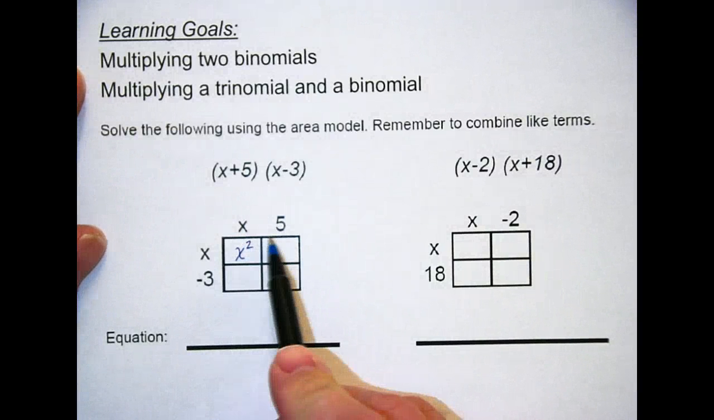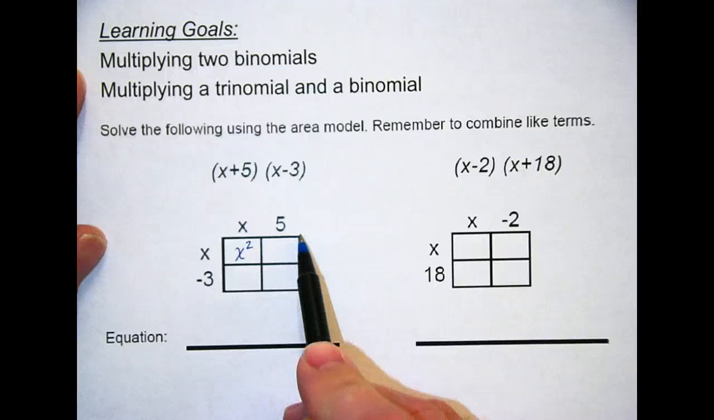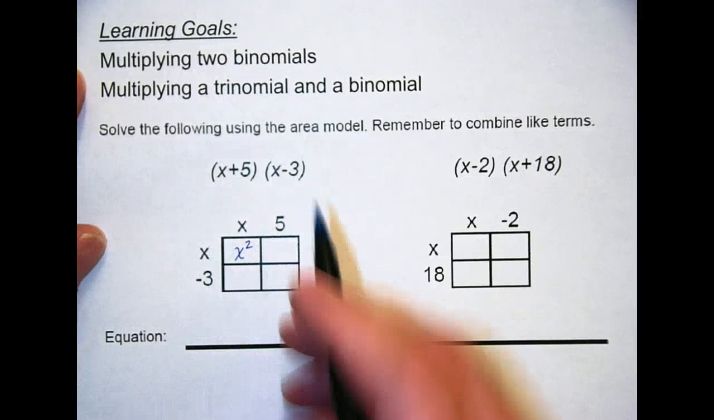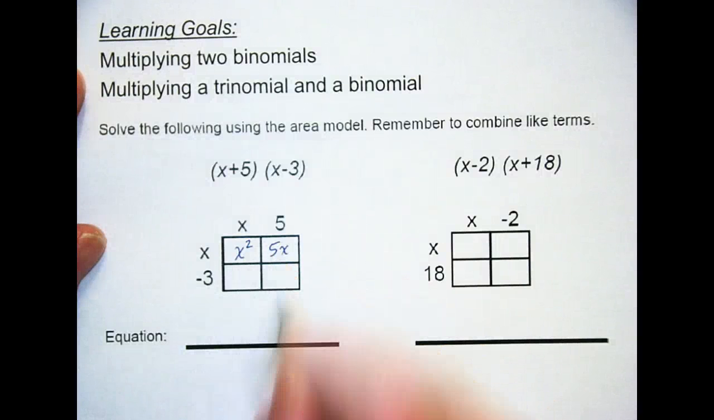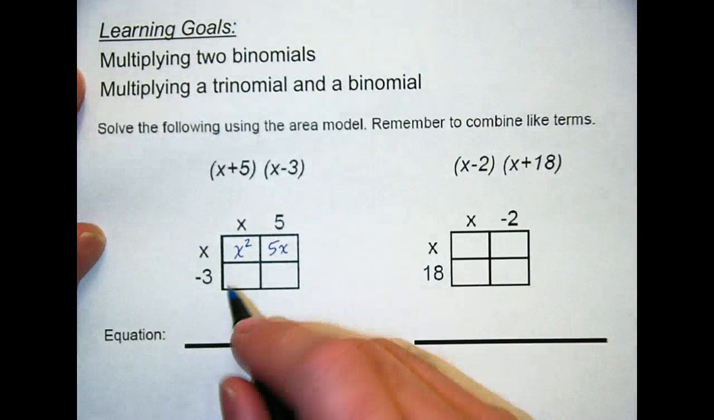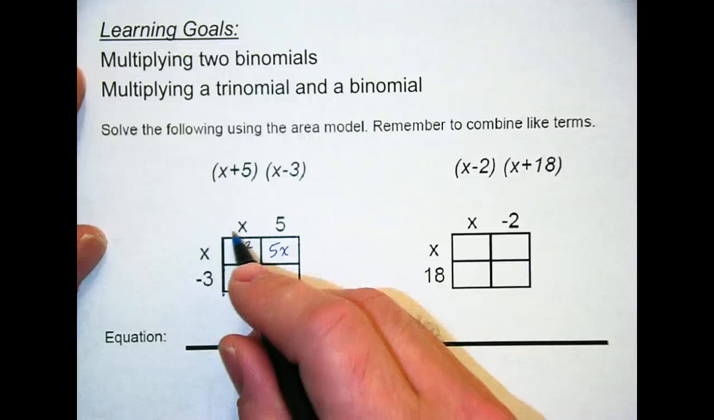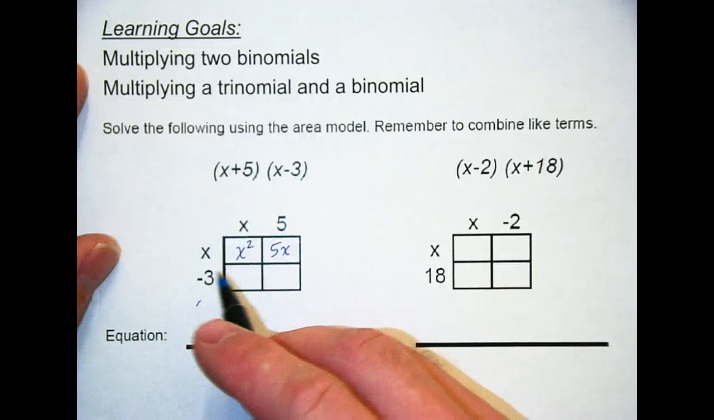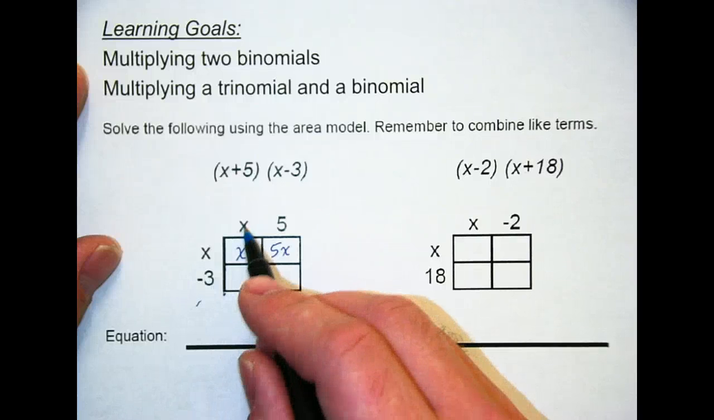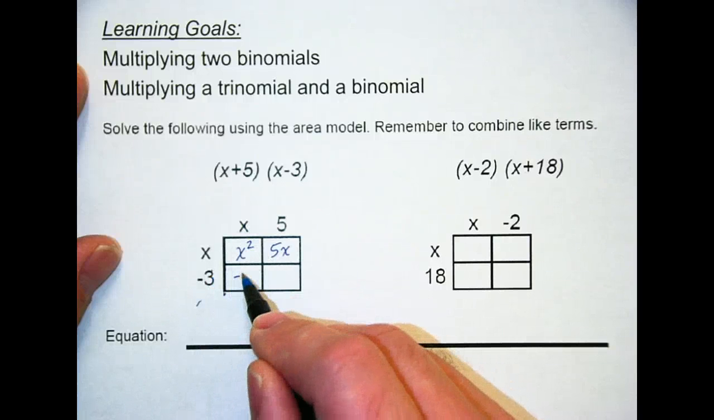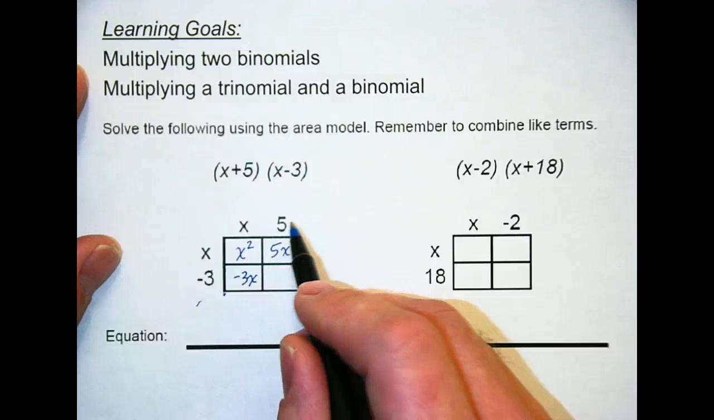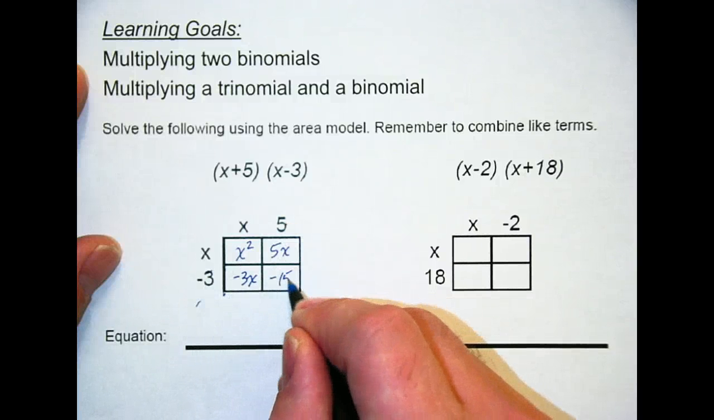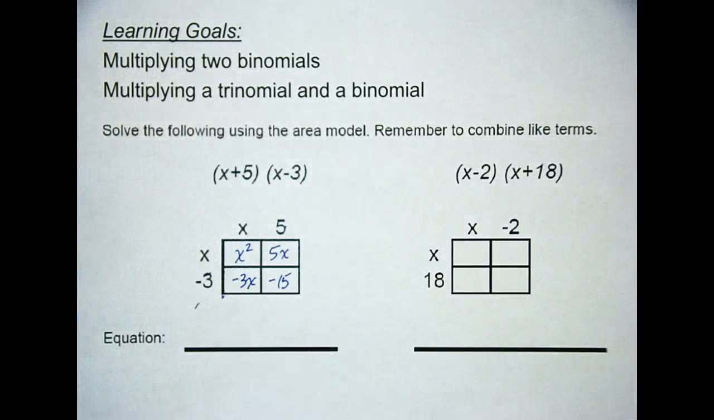And you have this rectangle here that has a length of 5 and a width of x, and so 5 times x is 5x. And you have this area right here that has a length of x, and then this is -3. Now we know we can't have a negative length, but if we're following along with the pattern, x times -3 is -3x, and then 5 by -3 is -15. Now how many filled it in correctly?